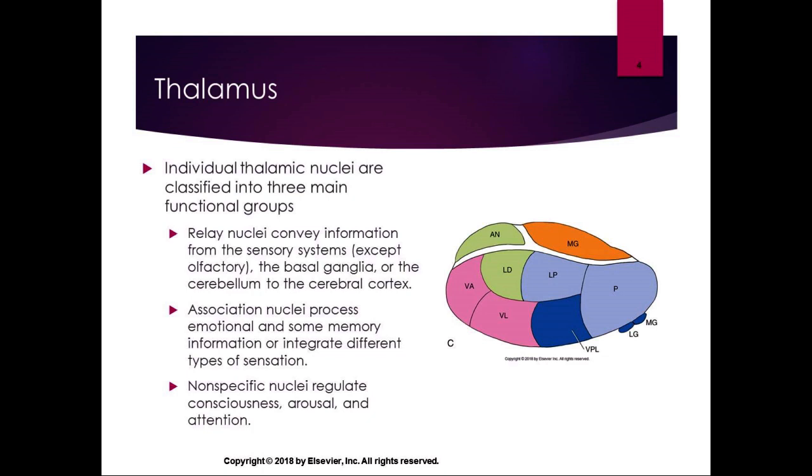The association nuclei process emotional and some memory information, or they integrate different types of sensation. So a lot of processing goes on in the thalamus. Non-specific nuclei, like miscellaneous nuclei, regulate consciousness, arousal, and attention. So lots going on in the thalamus.